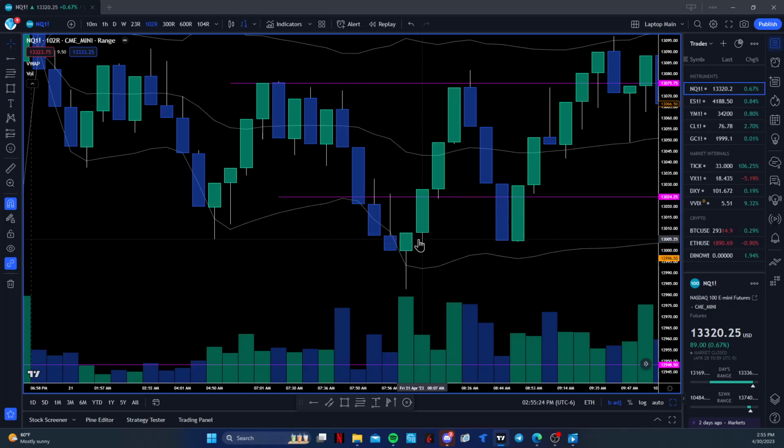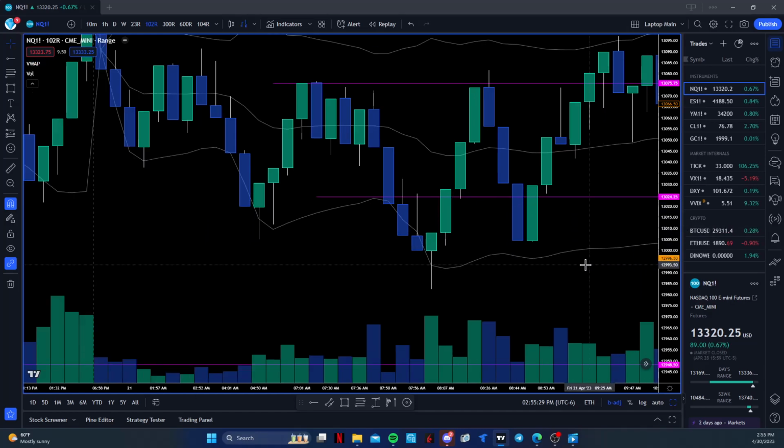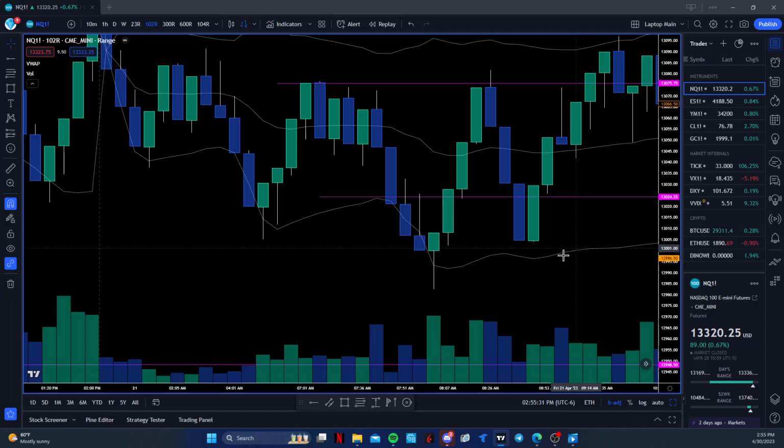So taking this long was a little bit of a risk because you were under the level, but you were at a key level, one that was pretty big support resistance in the past at the 13,000 whole level. So I still think that was a pretty good trade.